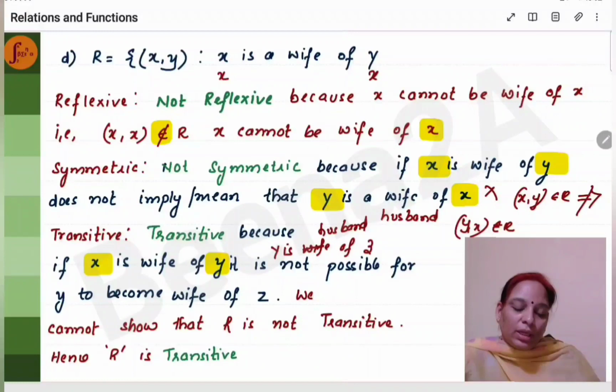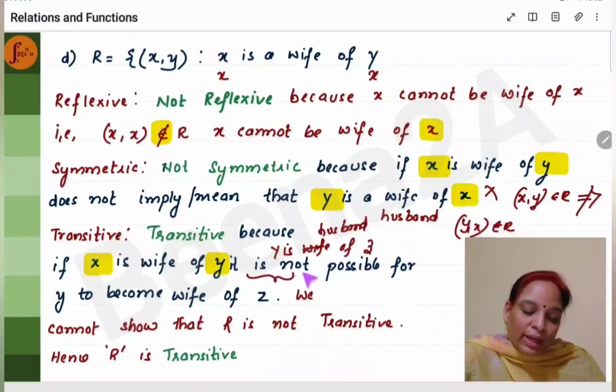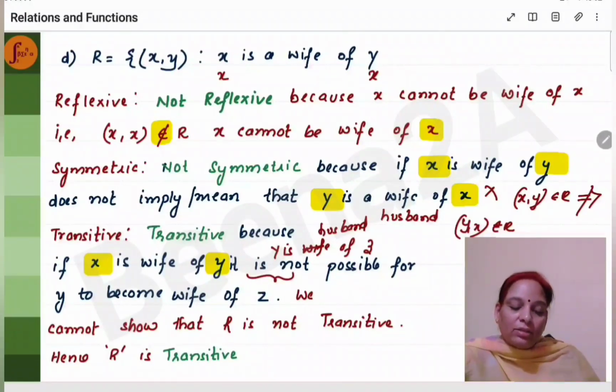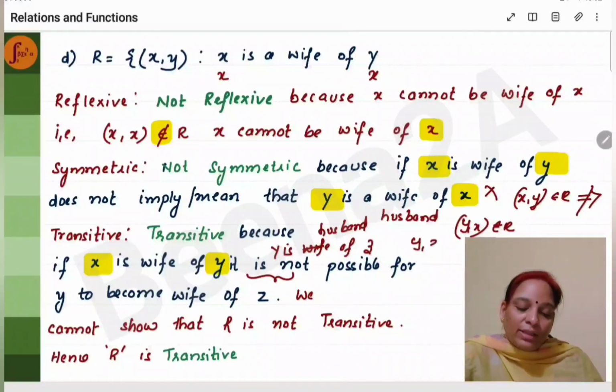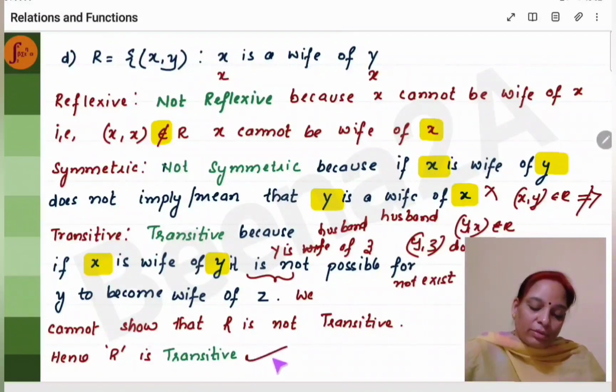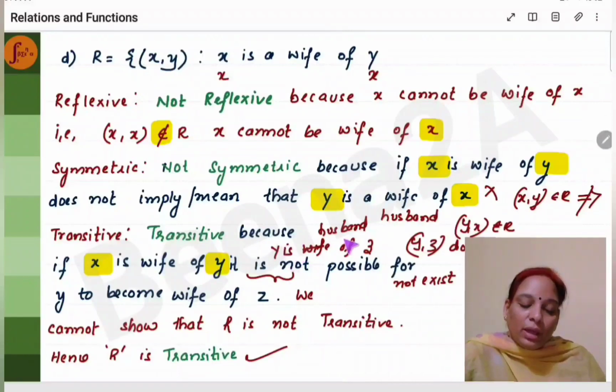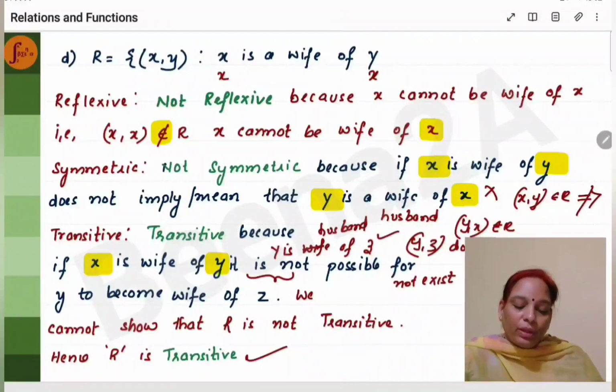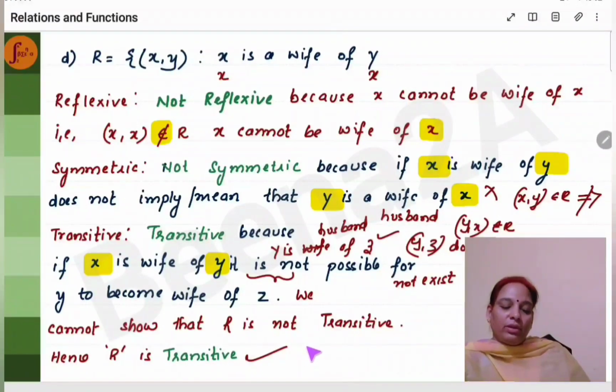So in this case, I can't even take the second case. The second case does not exist. I cannot prove it because the second case, that is the (Y, Z) case, does not exist here, right? Therefore, this becomes transitive, right? Because I cannot prove that it is not transitive. I cannot verify at all because this (Y, Z) combination is not there. Therefore, R is transitive here.